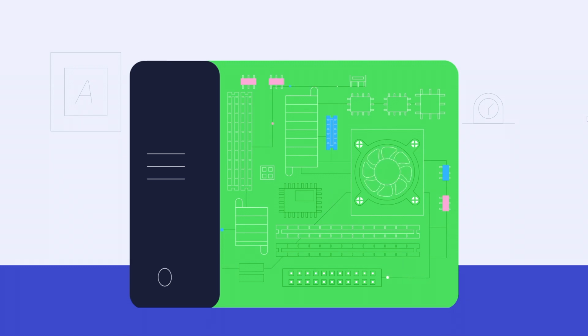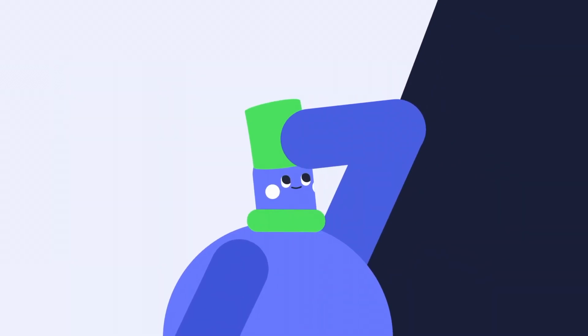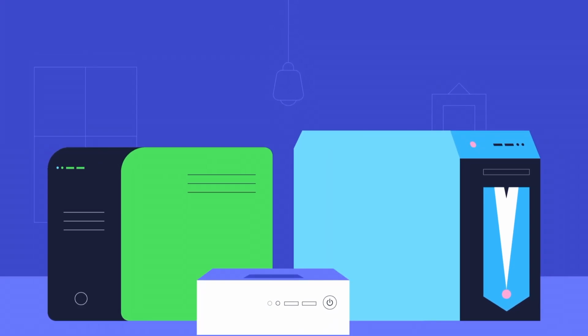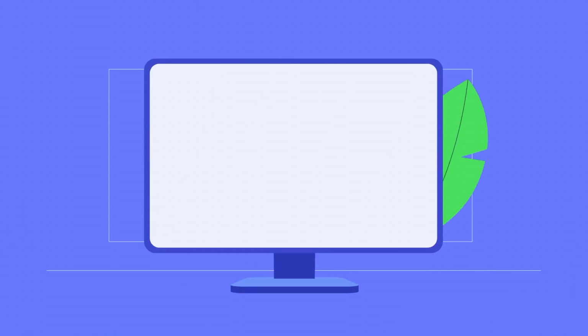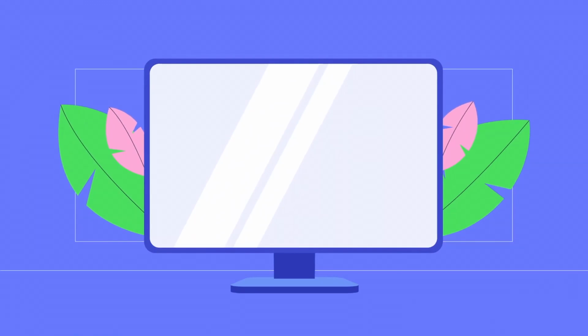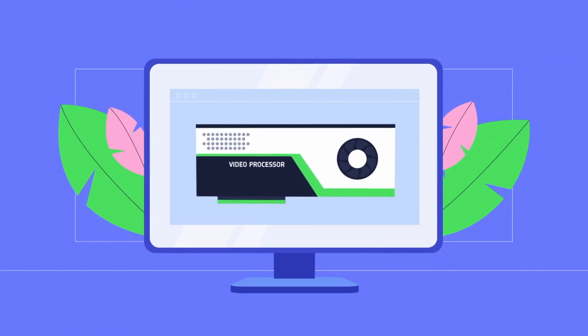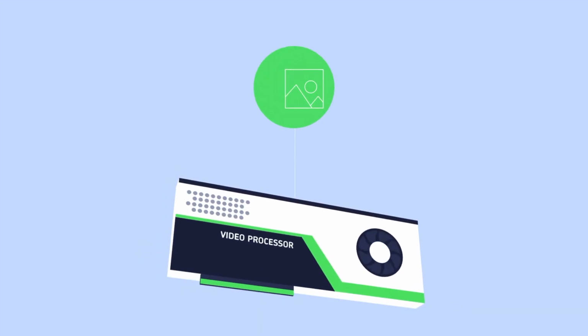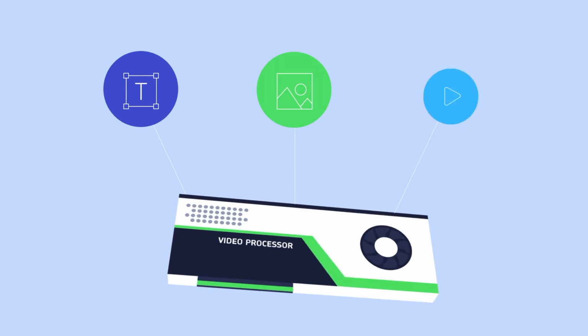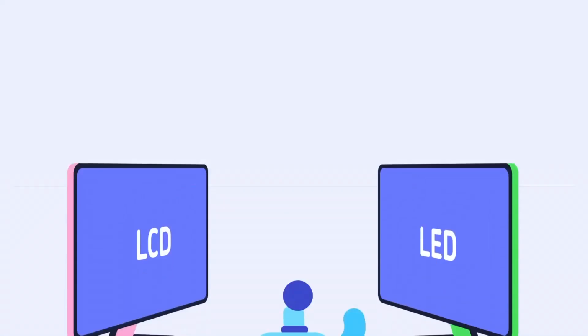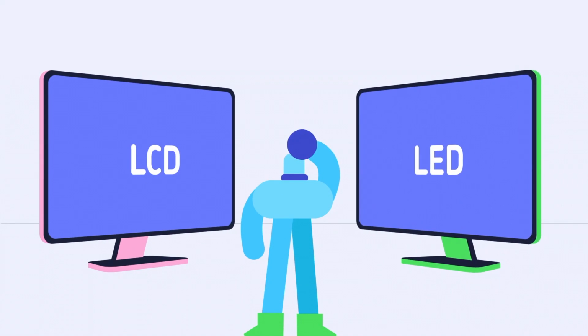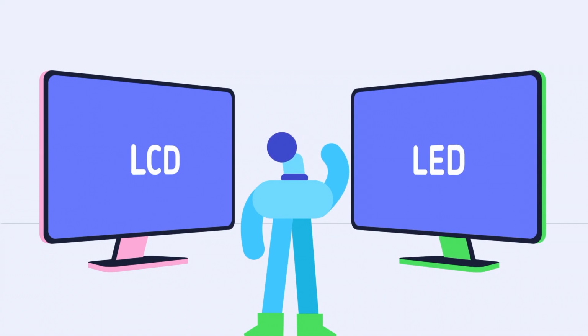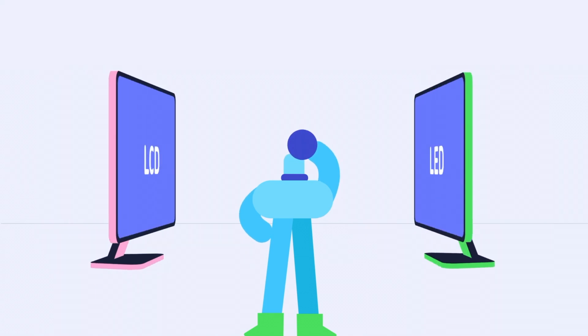Today, most cases are what we call tower cases, which means they stand up vertically, but they can also come in other shapes and sizes. To view things on your computer, you'll need a monitor. The monitor uses the video processor inside your computer case to display images, text, and other content. Most monitors have an LCD or LED display, both of which are very thin so they don't take up much space.